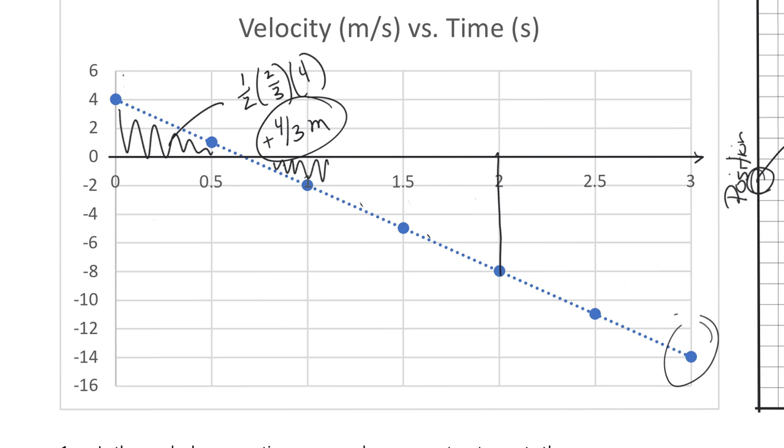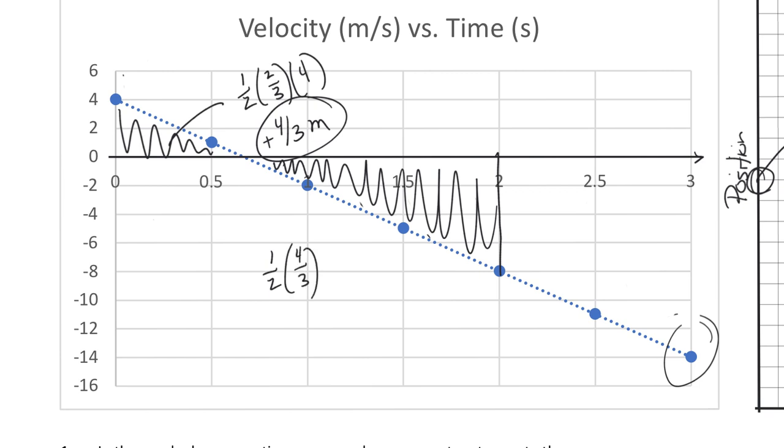My next area here. The base has to go from 2/3 to 2, which is 1 1/3 or 4/3. And the height is -8. Half of 4/3 is 2/3. 2/3 times -8 is -16/3 meters. All right. So I have my 2 displacements now, 4/3 and 16/3.